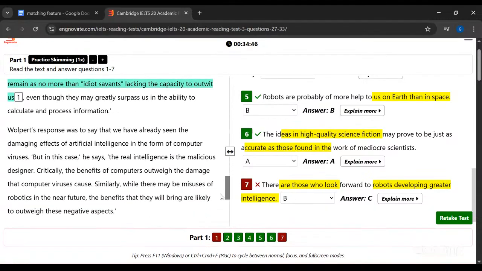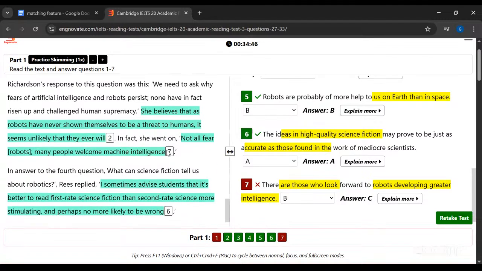Okay, the seventh: first and last are wrong, and they are those who look forward to robots developing greater intelligence. Our answer is B, and they are saying C. Yeah, not all fear, but many people welcome machine intelligence. Not all fear, but many people welcome machine intelligence. Okay.